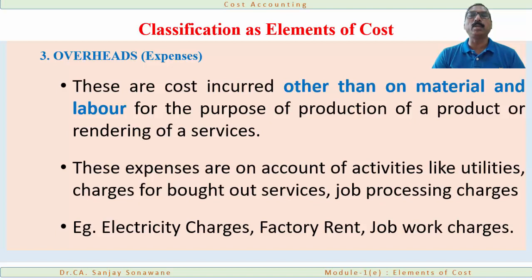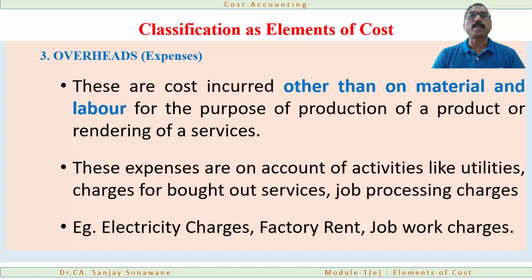So for material, we have seen the original material cost or costs incidental to purchase of material are material cost. Then for labor cost, we have seen salaries, wages, etc. paid to the workers or employees and all benefits given to them; whatever expenses are incurred on the employees are labor cost. If some expenses are not falling under material and not under labor, then those are classified as overheads. Now what are those kinds of expenses? Let us read the second paragraph. These expenses are on account of activities like utility charges for bought out services, job processing charges.